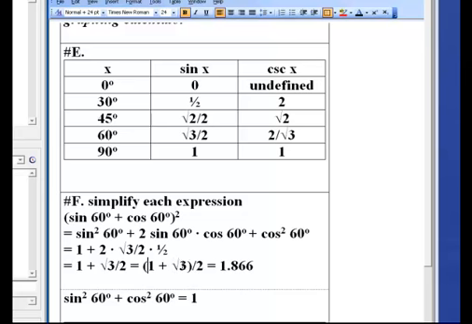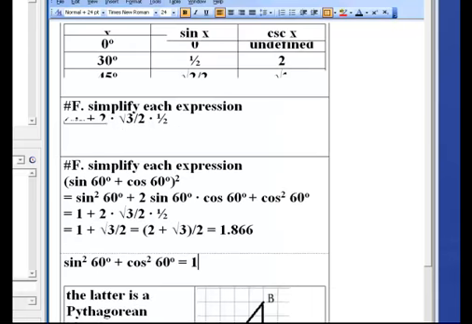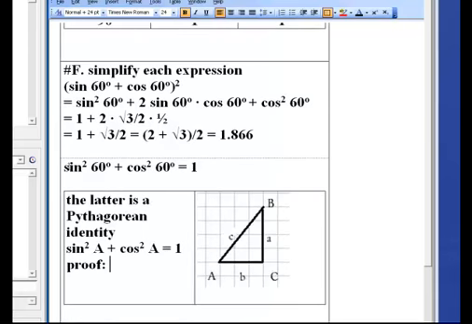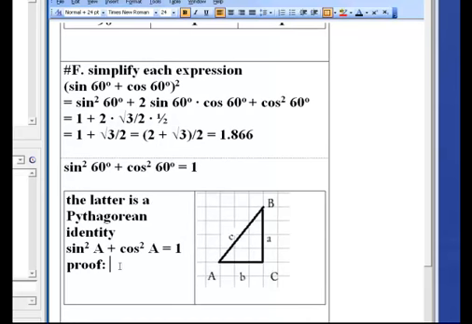Okay. We're actually done with this exercise, but I figured I'm going to put a little bit behind that. I said that the second one that we did ahead of the other one is actually a Pythagorean. And then I said here, proof. Ooh, how do I prove this?